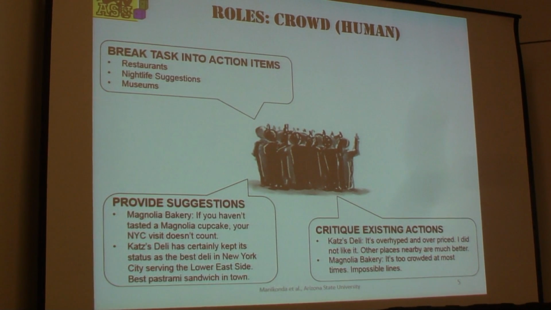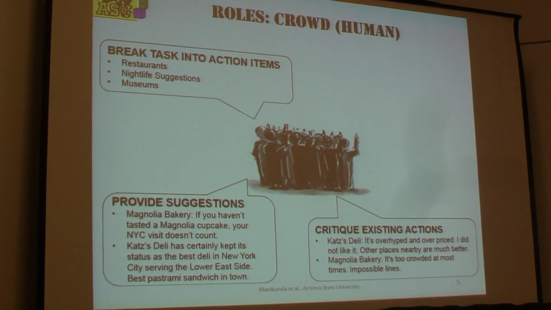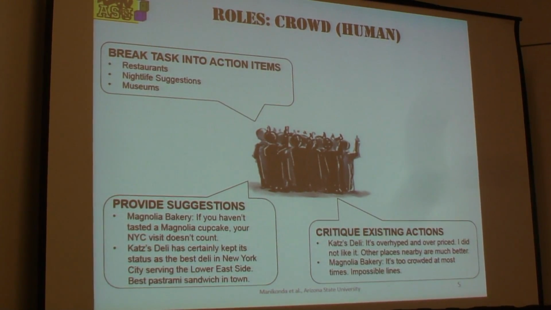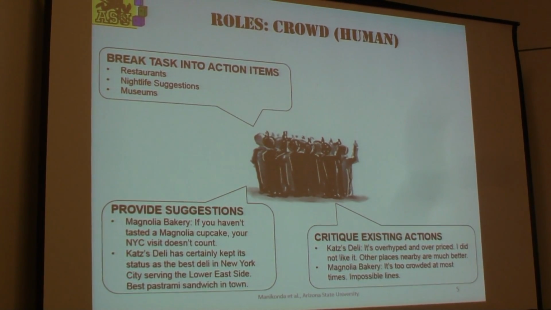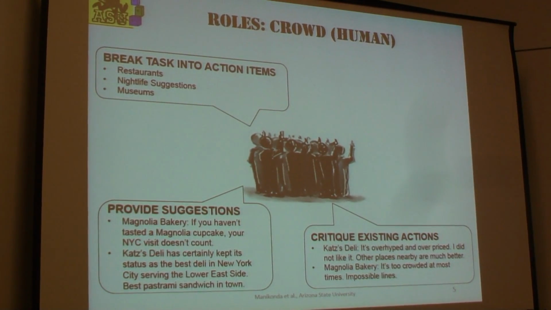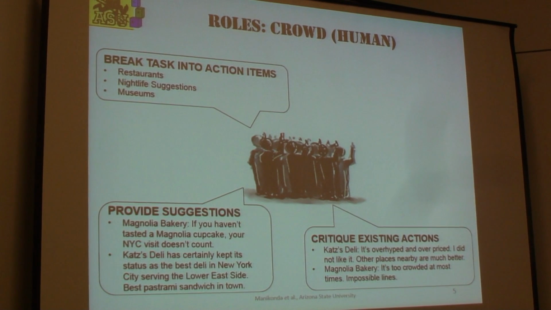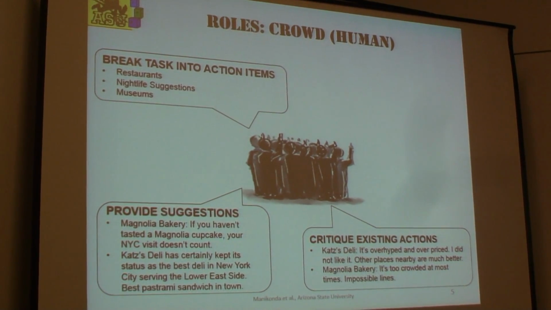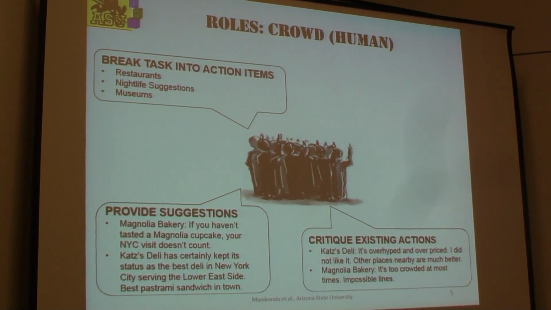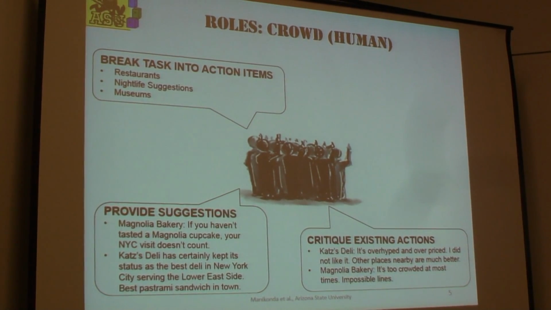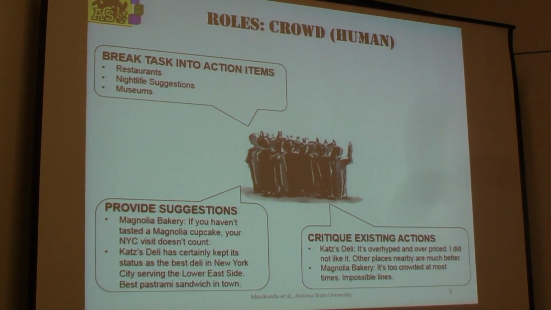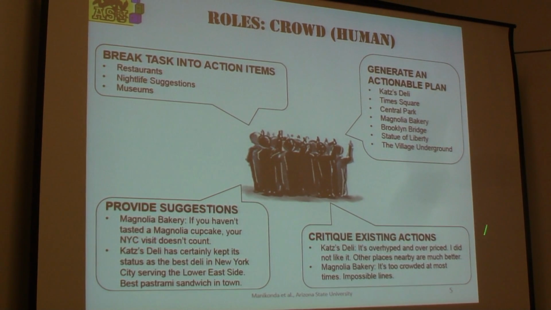The third thing that they could do is they could actually critique each other's actions. Now this is where having a group of people, having a crowd is really powerful, because if you have a group of people and you have multiple iterations, it's possible that you can actually improve the quality of your solution. So if somebody suggests something like Katz's Deli, but there's something about it that's not actually all that nice or all that savory, then somebody in the next round can actually come in and say maybe it's overhyped, maybe it's overpriced, and so on. So that's one of the good things about having lots of users contributing towards your final plan.